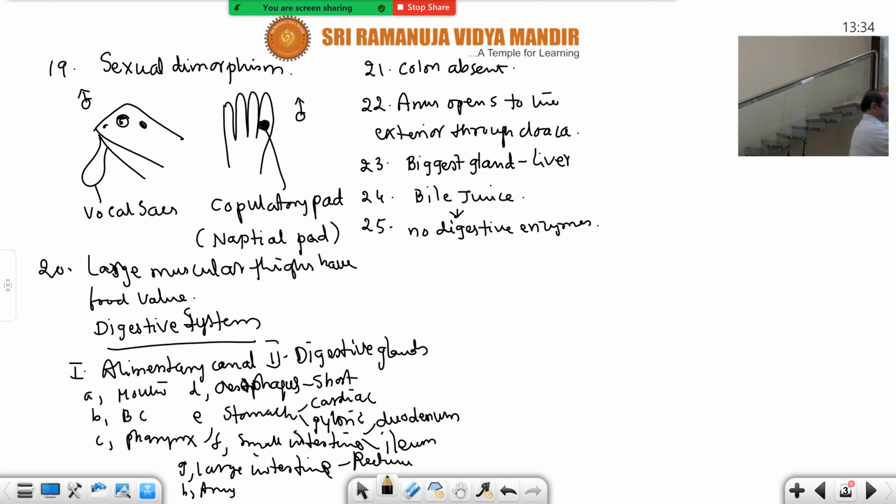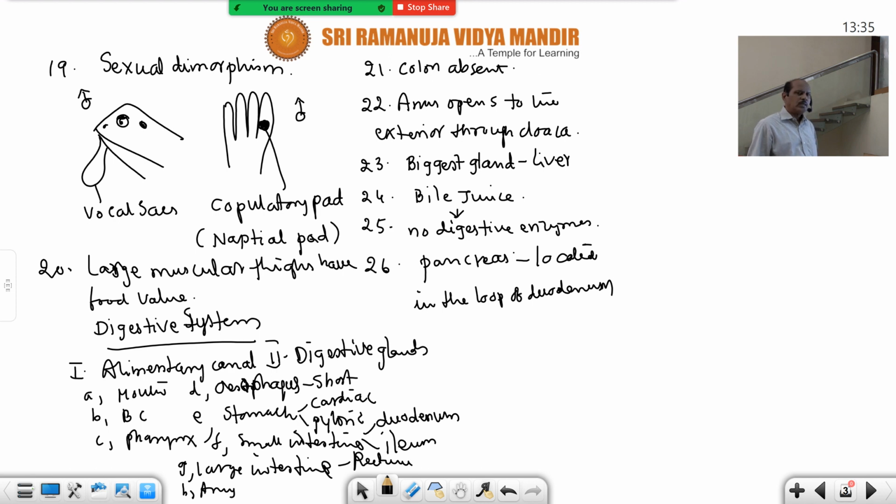So then the pancreas. Salivary glands are not there. The pancreas is the second largest gland, located in the loop of the duodenum. See the diagram. There you can find this pink colored pancreas.